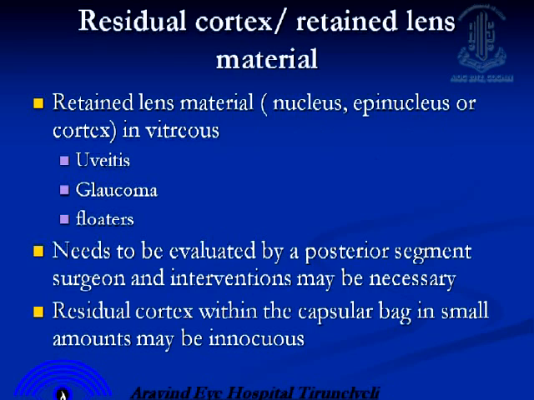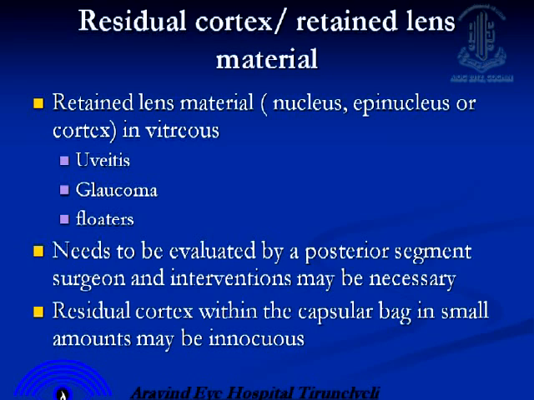In the case of residual cortex, you have to determine whether it is residual lens material, that is nucleus, epinucleus, or cortex, in the vitreous or in the anterior chamber. In the vitreous, it is likely to cause uveitis and glaucoma and corneal edema, and if nothing else, it may disintegrate and cause floaters to the patient. This needs to be evaluated by a posterior segment surgeon, and interventions may be necessary to remove these.